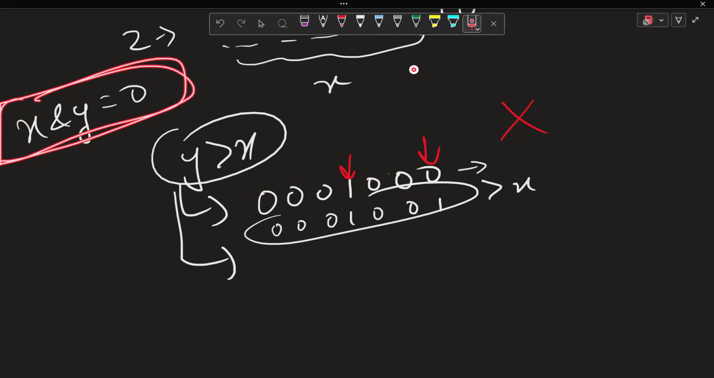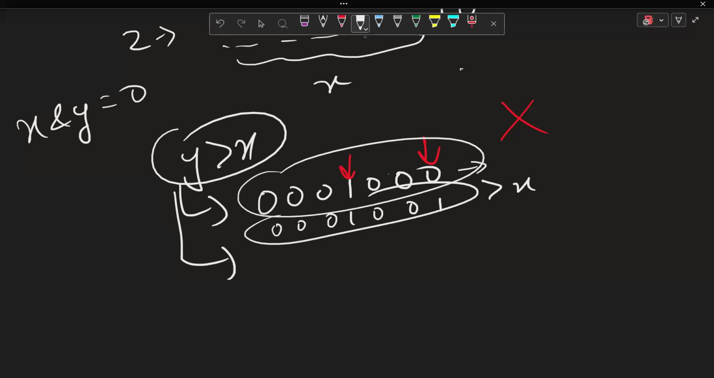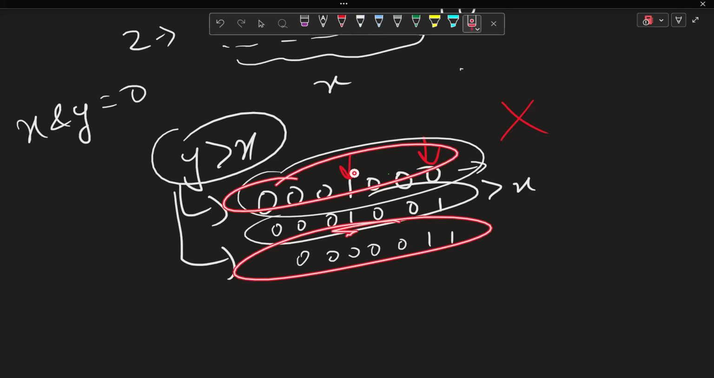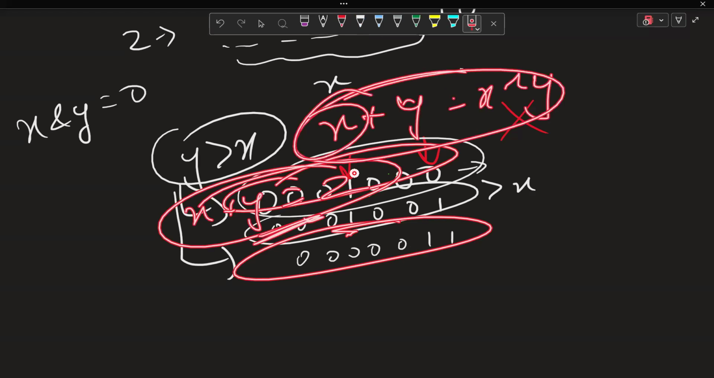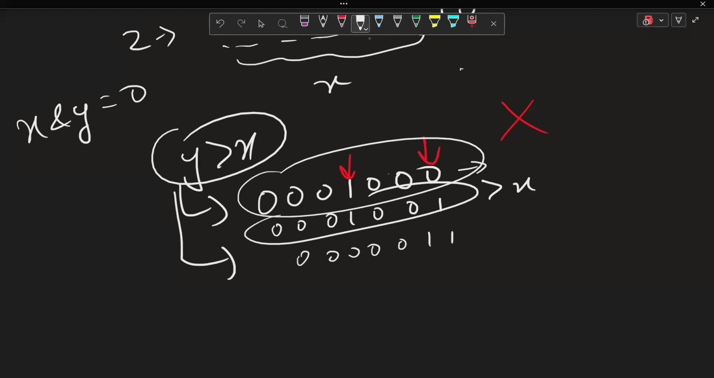And if there is no common bits between x and y, then definitely when you do the XOR, whatever x it is, whatever y you pick which is less than x, then your x plus y would become equal to x XOR y. If there is no common bits between x and y, then your sum is the same as your XOR.